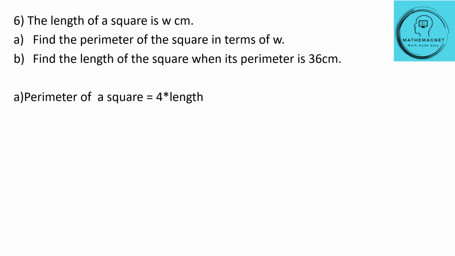Now to find the perimeter of a square, we know it is equal to 4 times its length. So that is 4W. So that is your answer. Perimeter of the square in terms of W becomes 4W centimeters.